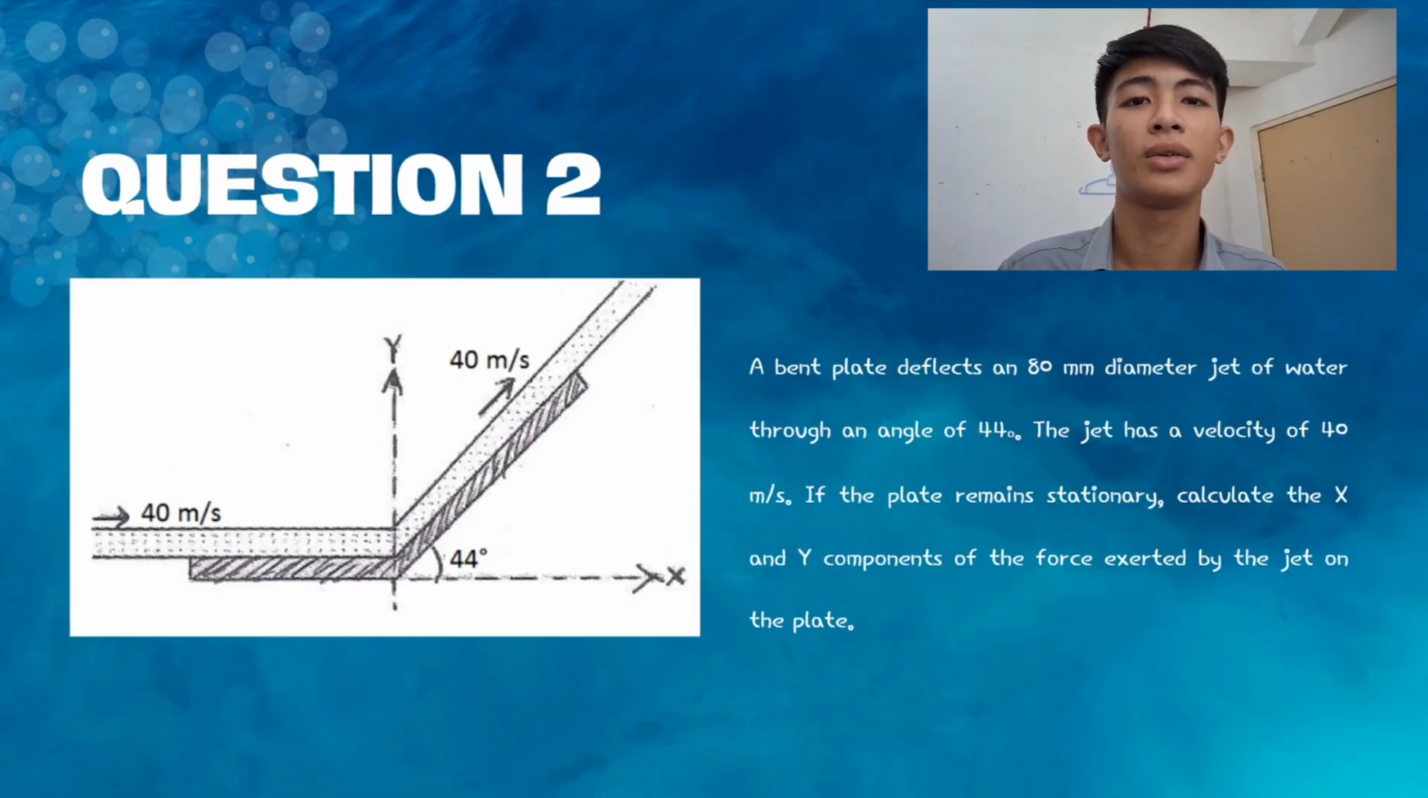Let's take a closer look at the question that we want to answer. We choose question number 2. A bent plate deflects an 80 mm diameter jet of water through an angle of 44 degrees. The jet has a velocity of 40 meter per second. If the plate remains stationary, calculate the x and y component of the force exerted by the jet on the plate.